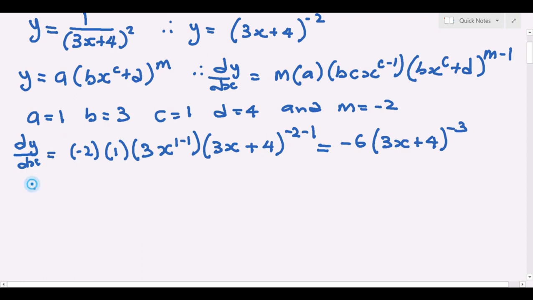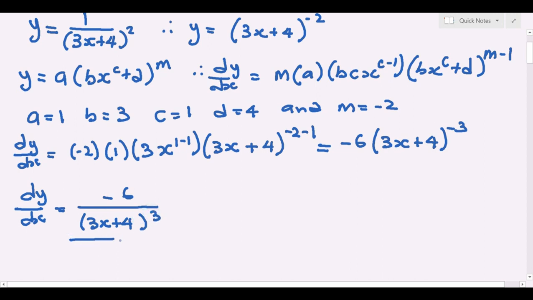So we leave our answer the way the question was asked. The dy/dx will give us minus 6 all over (3x plus 4) raised to the power 3. This is our answer. Let us do one more example to establish the idea.